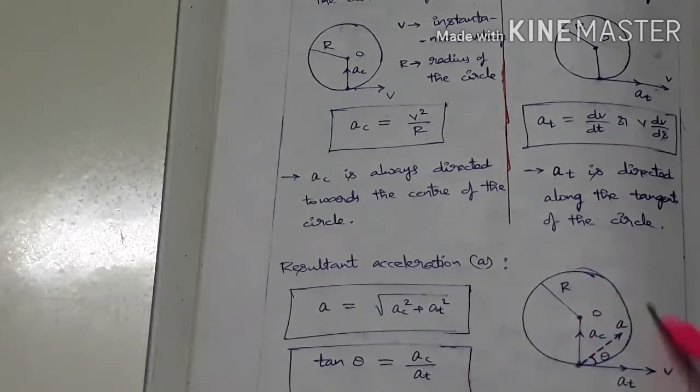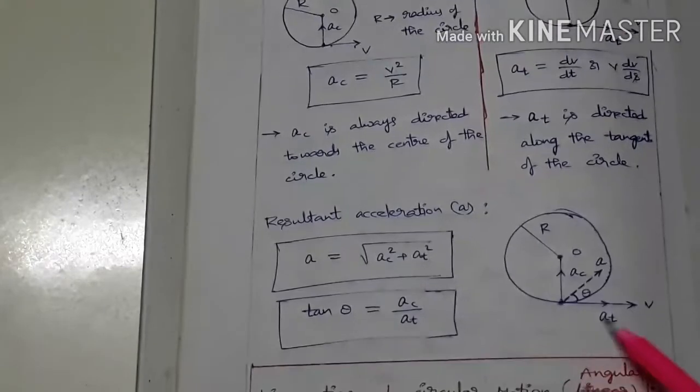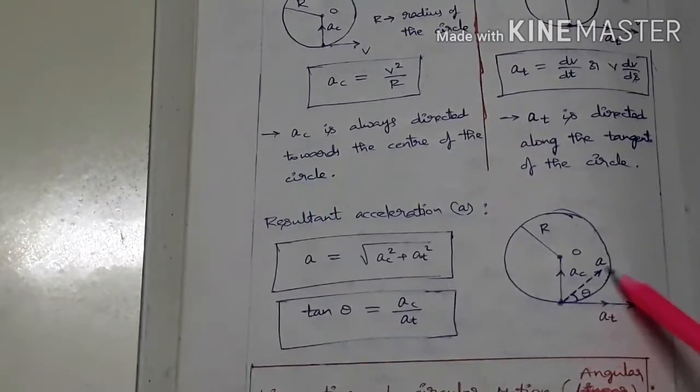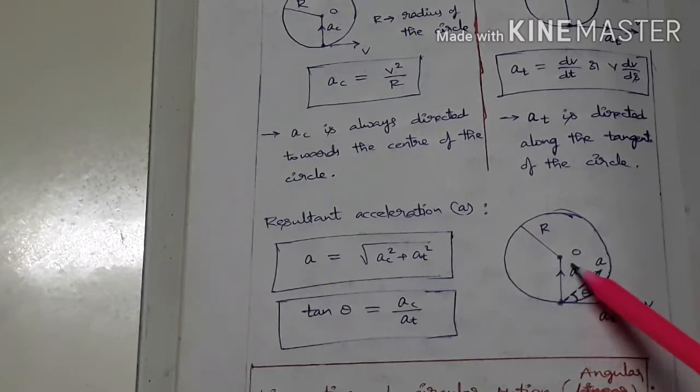See here, this is the circular motion. Along the radius, AC is there. Along the tangent, AT is there. So this is the resultant acceleration A. This is angle theta. So tan theta equals y component by x component. Y component is AC here, x component is AT here. Therefore tan theta equals AC by AT.